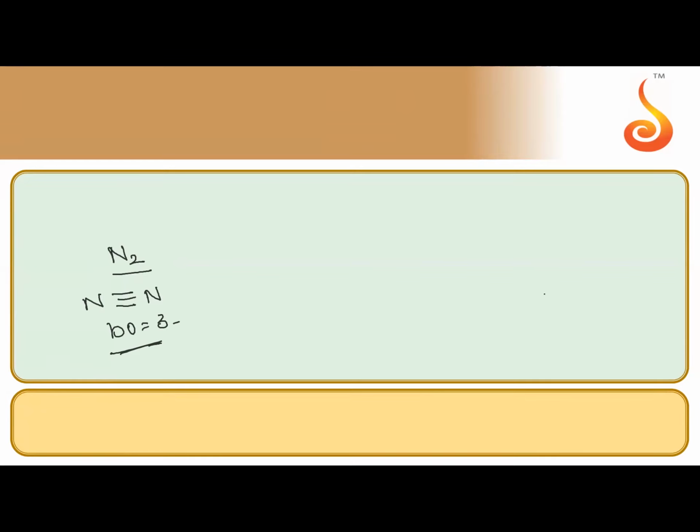Now, if I tell you, say, for example, O2 2 plus, what is the bond order? What will you tell me? Immediately you have to tell me the answer. What happened? Immediately no answer is coming. Very good. So the answer once again comes to be 3 because I'm comparing it.